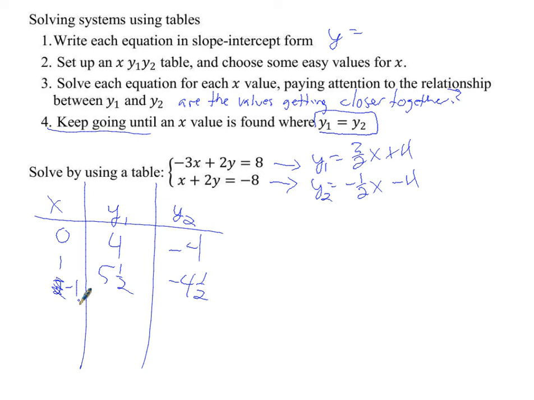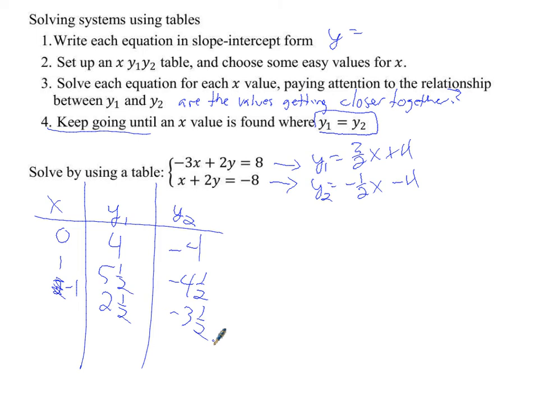Because I need to reverse directions so that I can get over to where my intersection point is. So now I take negative 1 and I plug it in. Well, 3 halves times negative 1 would be negative 3 halves. That's negative 1.5. Plus 4 gives me what? Negative 1.5 plus 4 would be positive 2.5. Take the negative 1 and plug it in over here. Negative 1 times negative 1/2 gives me positive 1/2. Positive 1/2 minus 4. Negative 3.5.